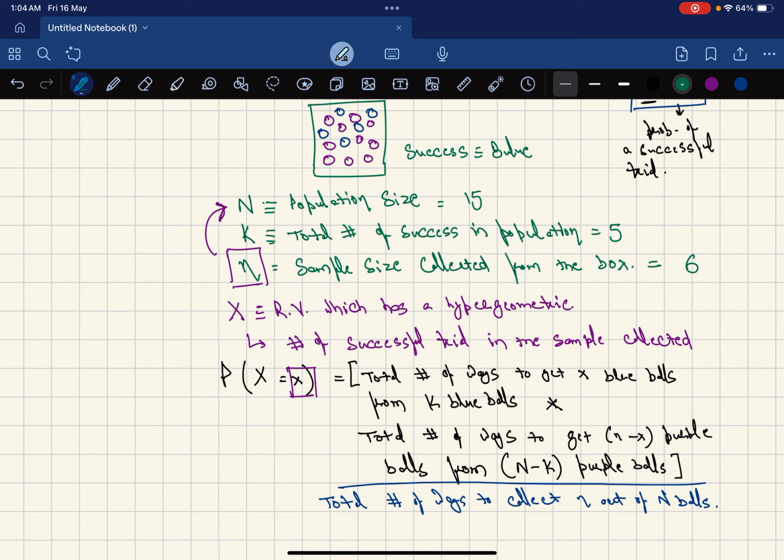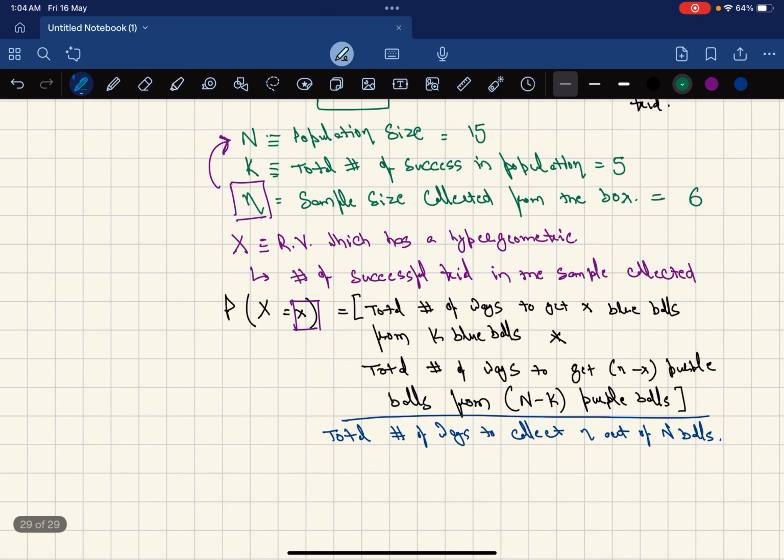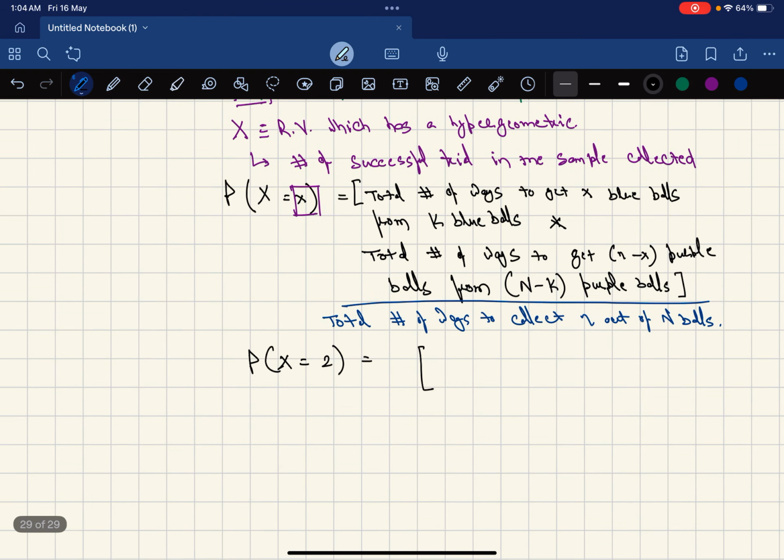So for that, we need to pull small x number of blue balls from a total of 5 blue balls, and let us assume the value of small x here. So let us say we are calculating P(X = 2) here. Now we are collecting 2 blue balls from 5 blue balls.